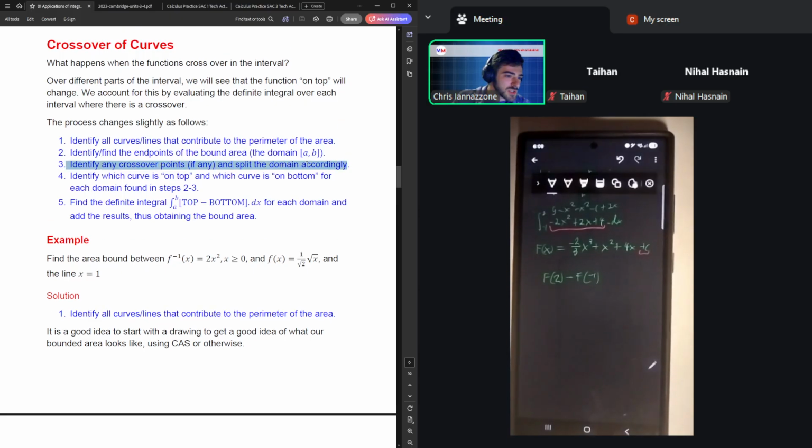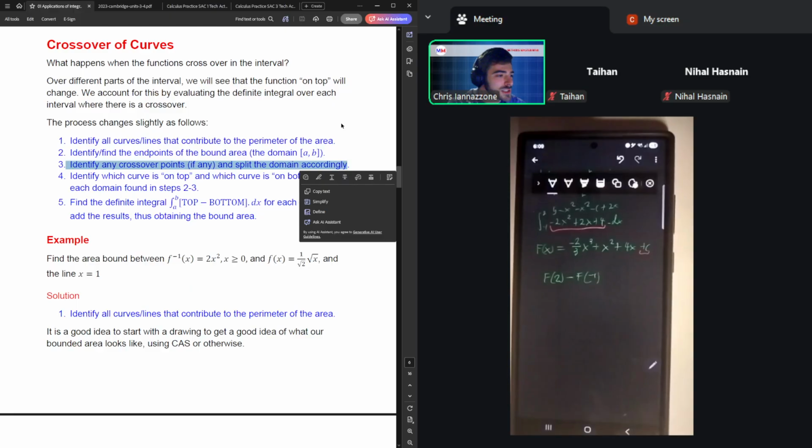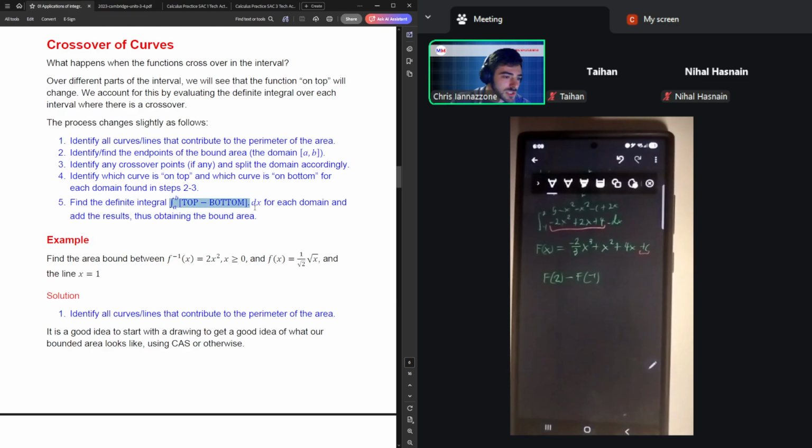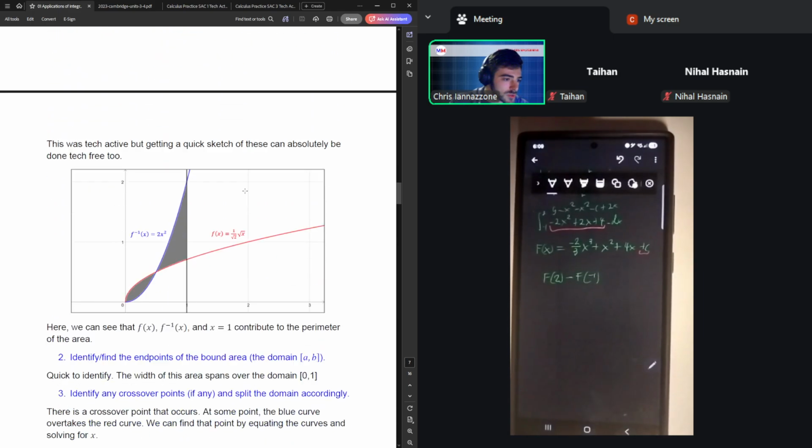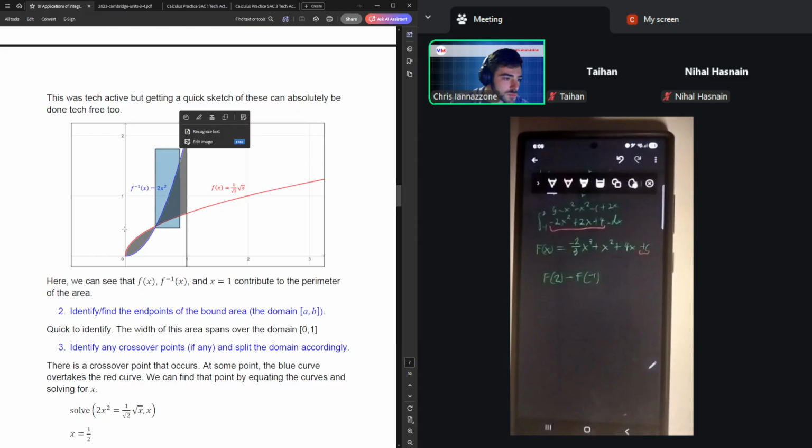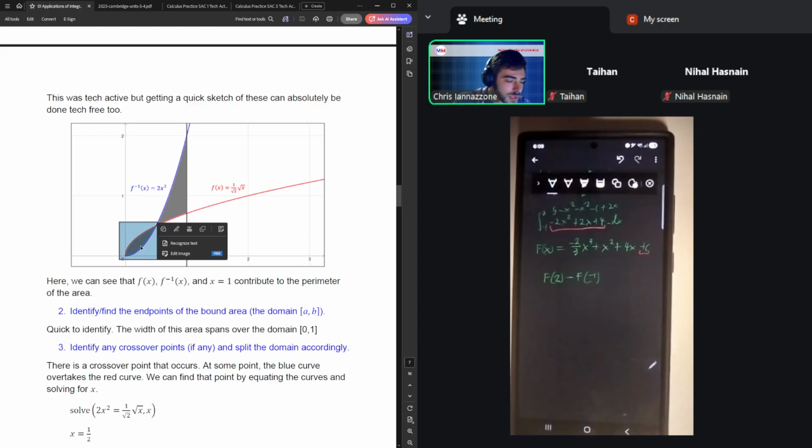So we're only going to slightly modify our procedure, which is to also identify if there are any crossover points. Essentially, all we're going to be doing is exactly the same procedure as before, but in 2 different stages. Because ultimately, we're always trying to do top take bottom. So if what's top and what's bottom crosses over at different intervals, we're just going to evaluate our integrals over those 2 separate domains. So do it once for this, and then add it to this one.